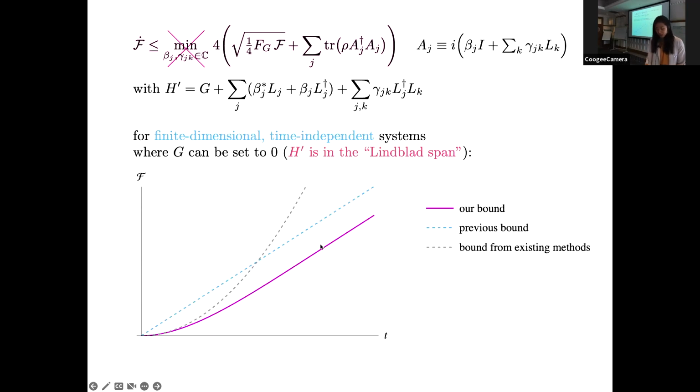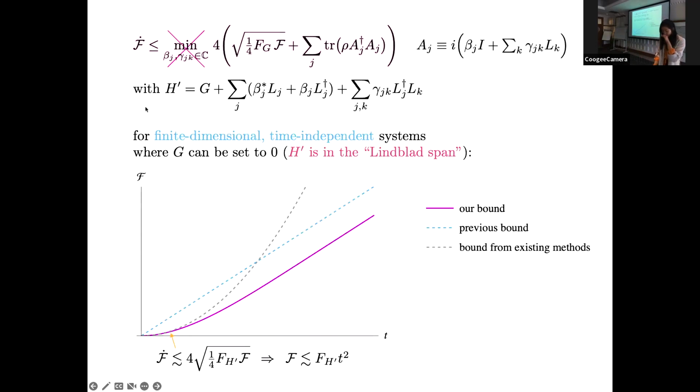And we can understand this by looking at our bound in pink. So at small times, the QFI F is going to be small because we just started the experiment. We haven't accumulated much information yet. So this means that to make the right-hand side of this bound small, in order to get as tight of a bound as possible, we might as well choose the betas and gammas to be small and basically put all of H primed into G.